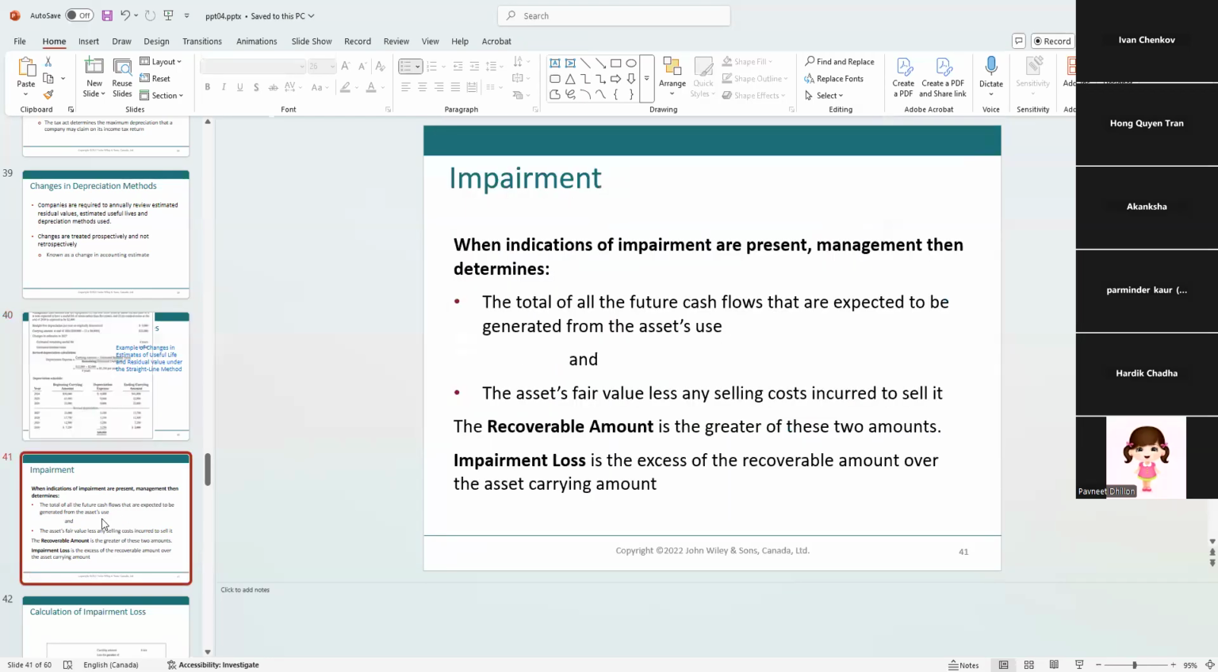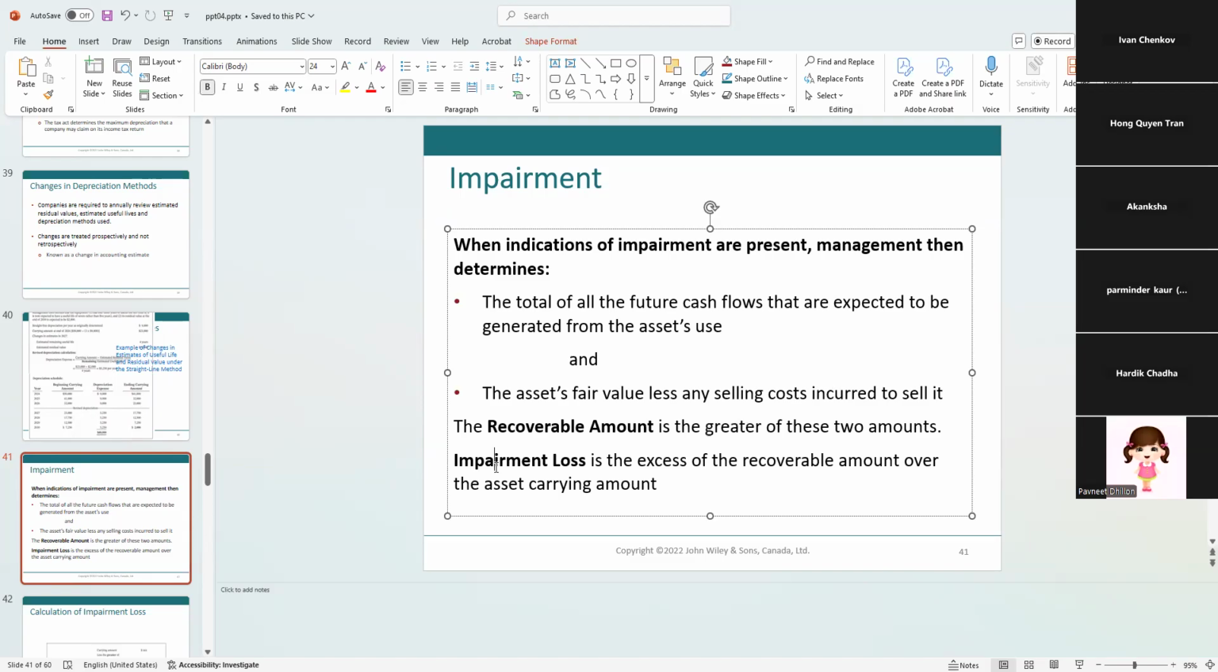Impairment. Impairment is when you sense that there are changes in the recoverable amount. What's the recoverable amount? The recoverable amount is the greater of the total of all the future cash flow that they expect to generate from the asset and the asset's fair value less selling cost. So we're checking those two amounts, finding which one is the highest.